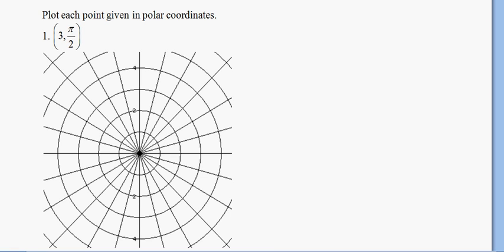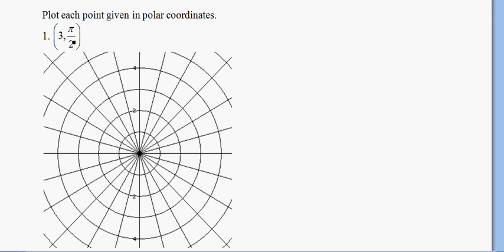Okay, let's spend some time graphing some points on the polar axis. Again, keep in mind the first coordinate is always your radius, or the distance away from the pole, and then this is the corresponding angle. Usually what I do is I graph the angle first, and then I find the corresponding radius, or distance away from the pole, and then you're all set.